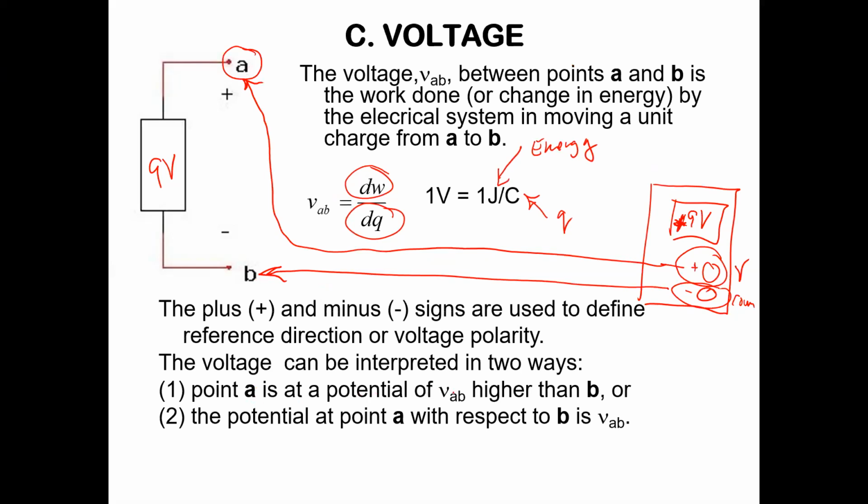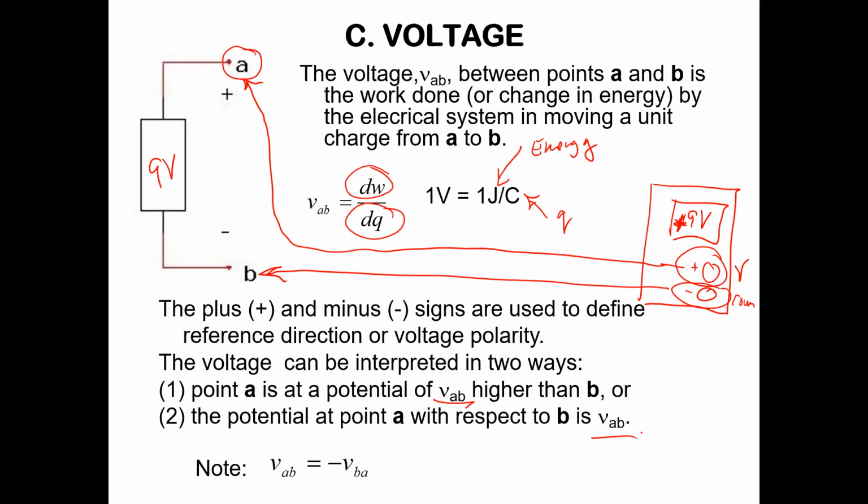So point A is at a potential of VAB higher than B. Now VAB could be a negative number. This could be a negative 9-volt source, right? So then the plus side could be below the minus side anyway, right? So these are all possible. And the potential at point A with respect to B is VAB.